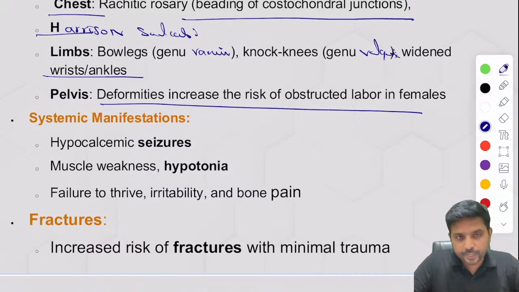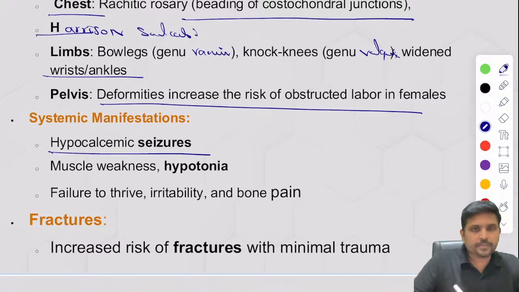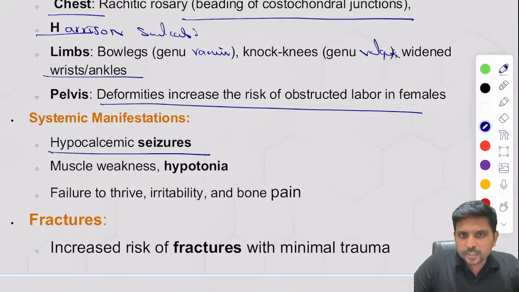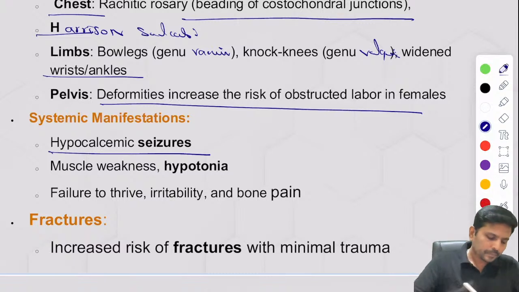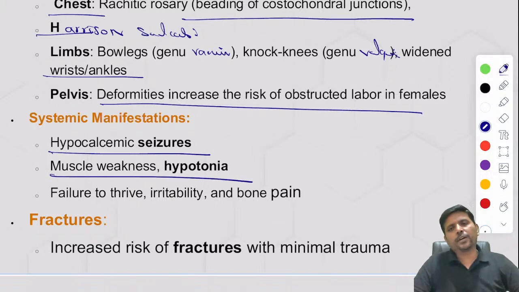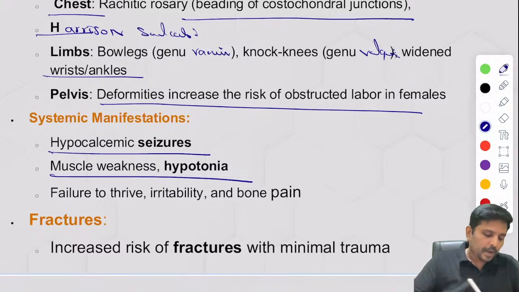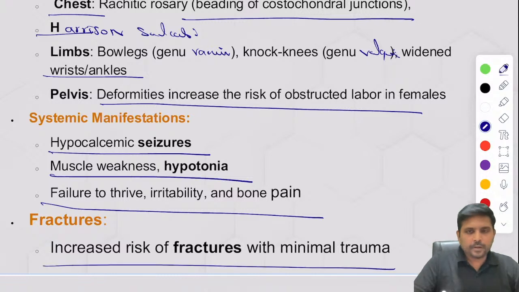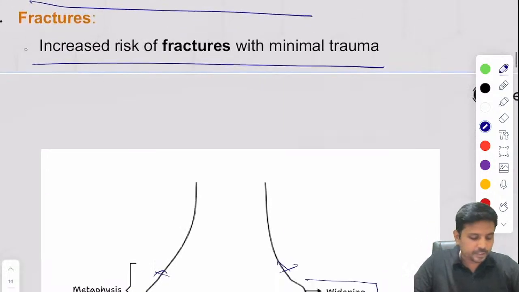Stridor. This is called stridor, and you have hypocalcemic seizures. Whenever any child between 6 months to 5 years is brought with a fever-induced seizure, the next thing that we need to rule out is whether there is an underlying hypocalcemia or not. And because of poor calcium mediated contraction, you will have hypotonia, and all of them lead to failure to thrive, irritability and bone pain. They are more prone to pathological fractures.